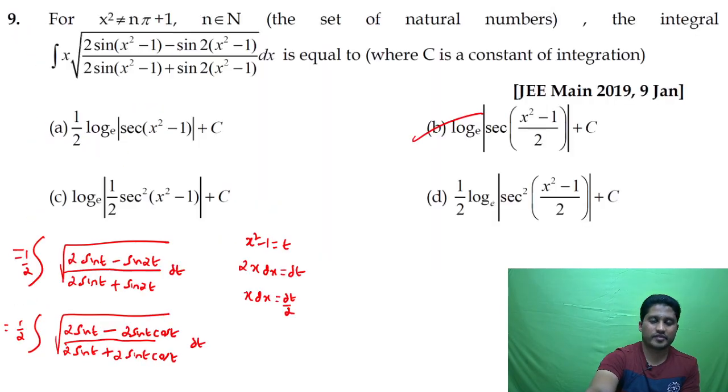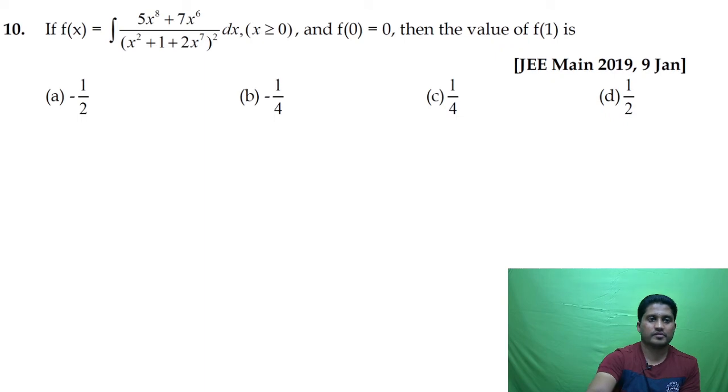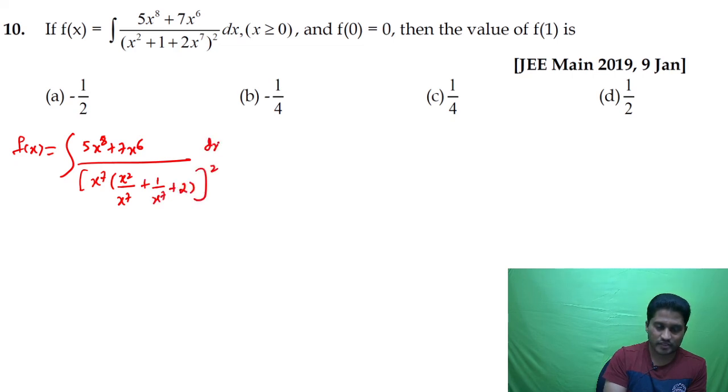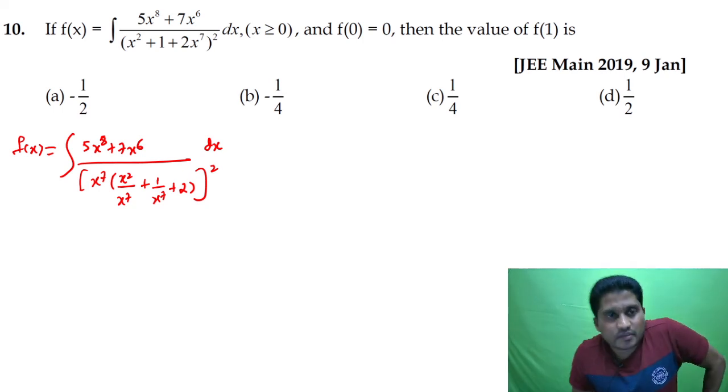Alright, now just now I told you guys, you need to always take highest power of x common. So we have done many questions like this. 5x to the power of 8 plus 7x to the power of 6. Take highest power of x common. X to the power of 7, if you take common, you get x square by x to the power of 7 plus 1 by x to the power of 7 plus 2. This is whole square. I just took 1 by x power 7 common.